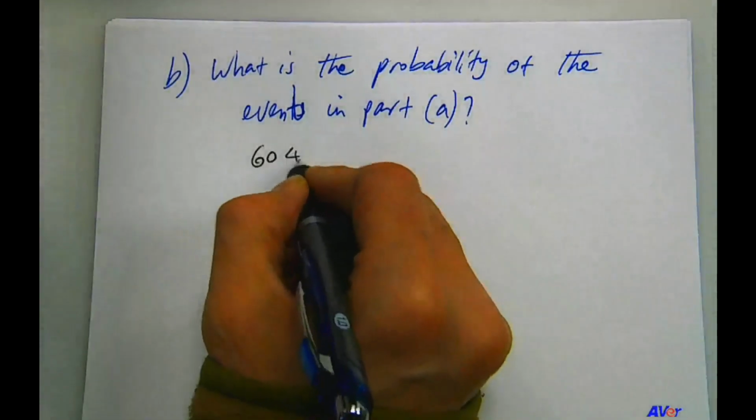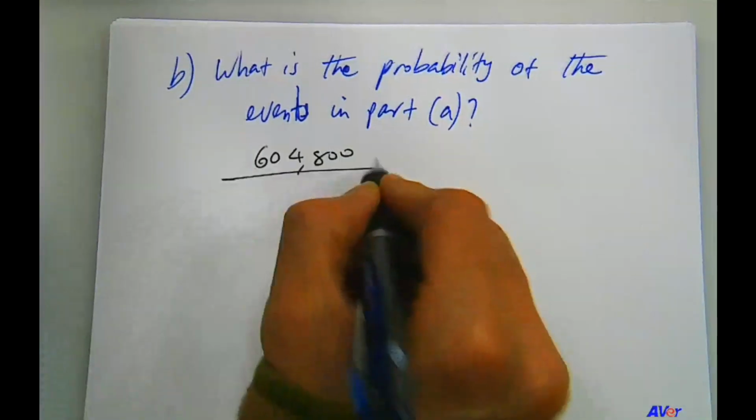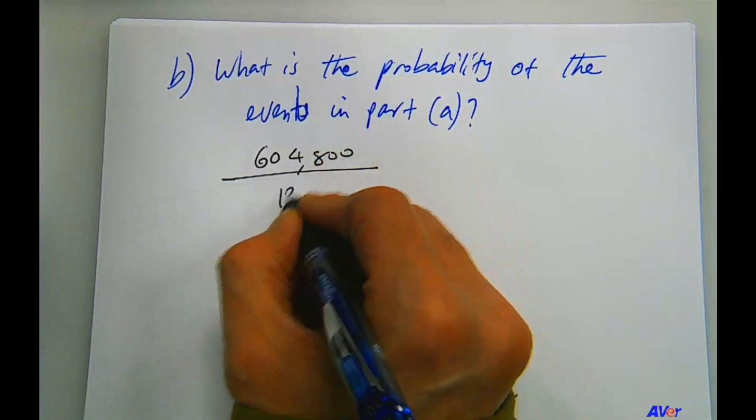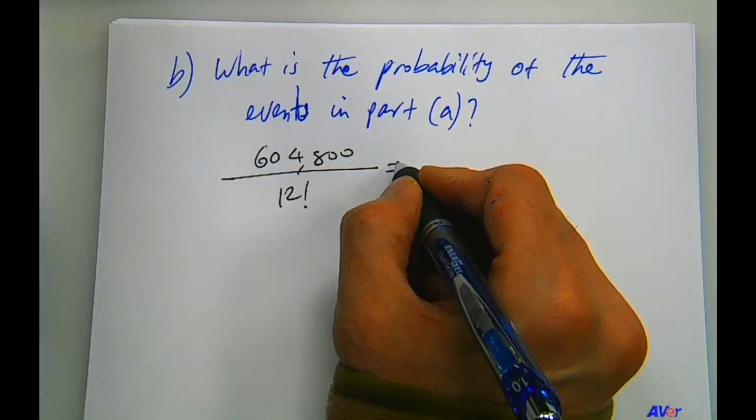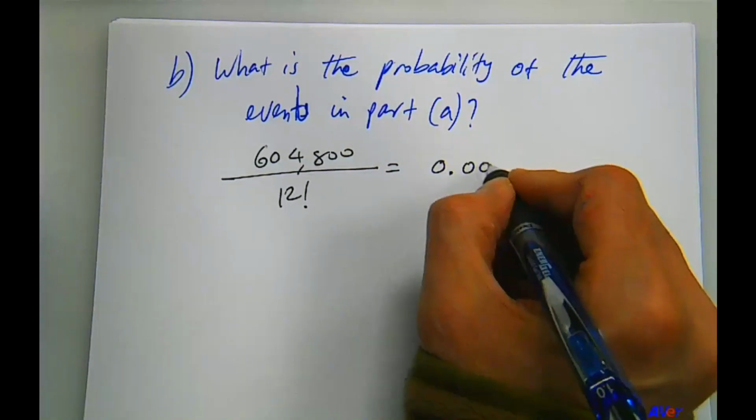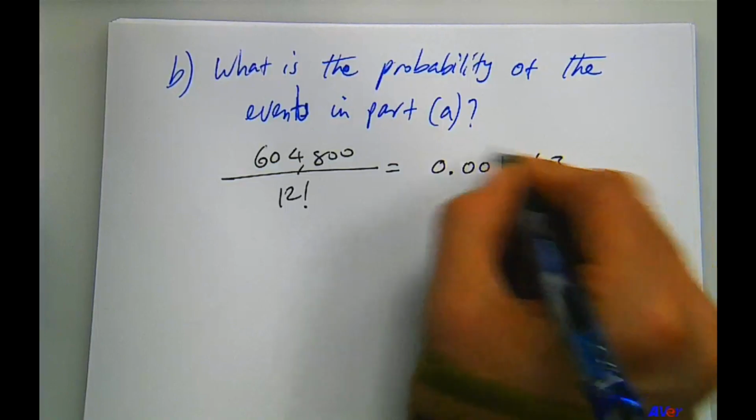So 604,800 divided by 12 factorial, which is all permutations. So what do we get? We get 0.001263.